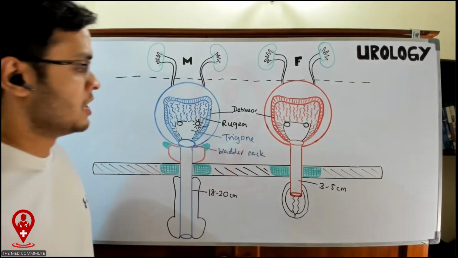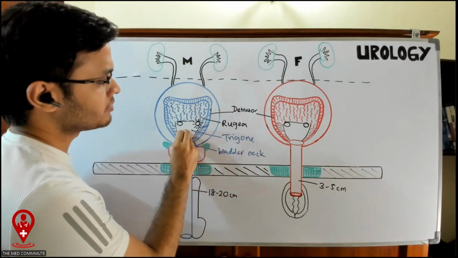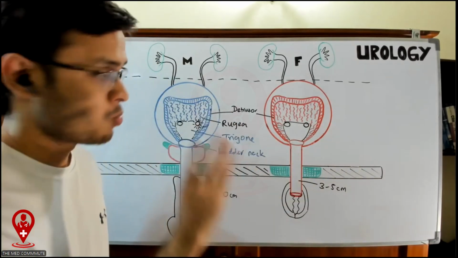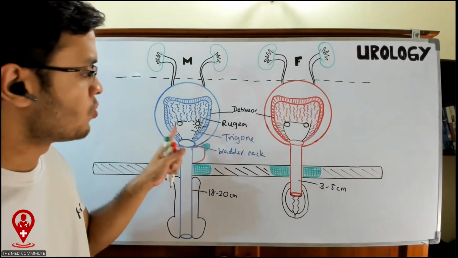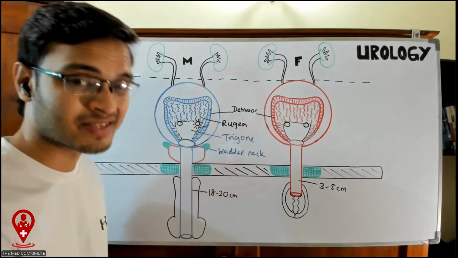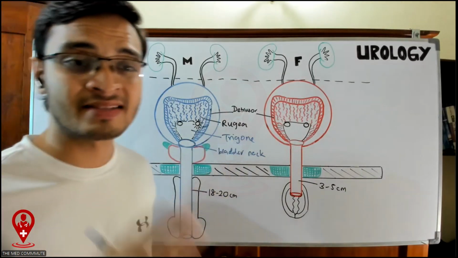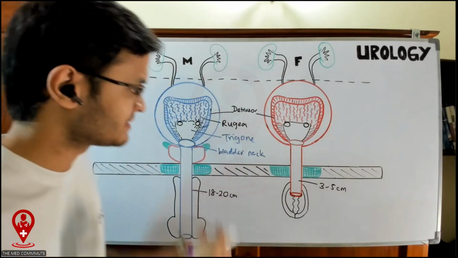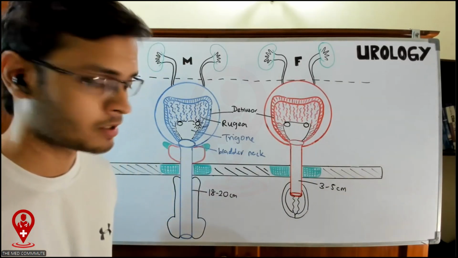Now, look at this, guys. What is the important point about this trigone? It doesn't have rugae. What is the importance of it not having rugae? You all notice, guys, when there are no rugae, can the bladder stretch as much? No. In fact, the trigone is one of the last areas to start stretching as the bladder fills up with more and more urine, right?